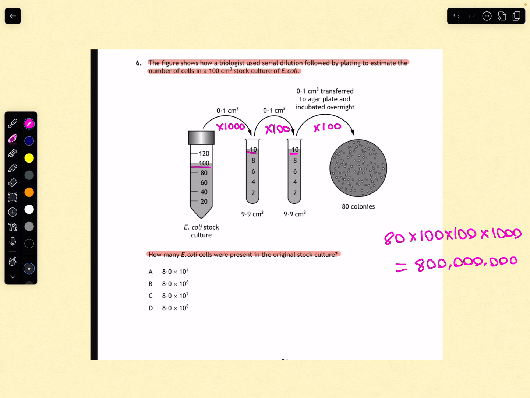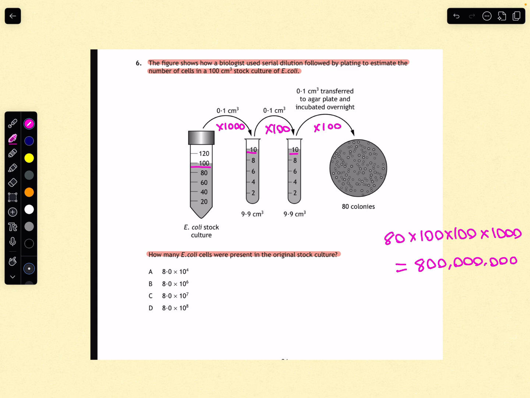So we've got a viable count, a usable count from this. So in the original stock solution, there are 800 million E. coli cells. But when we look at the answers, what we need to do is convert it into scientific notation. For the second part of this, we've worked out how many cells as a whole number, but they want you to put it into scientific notation.